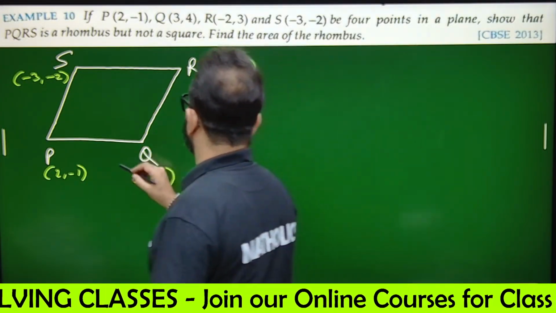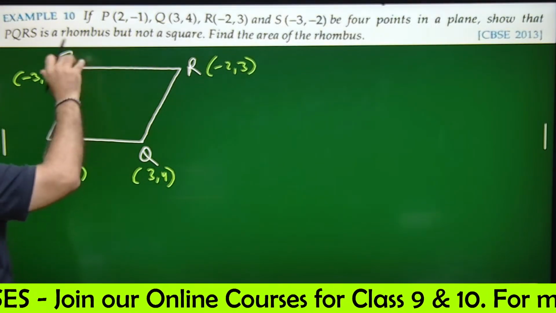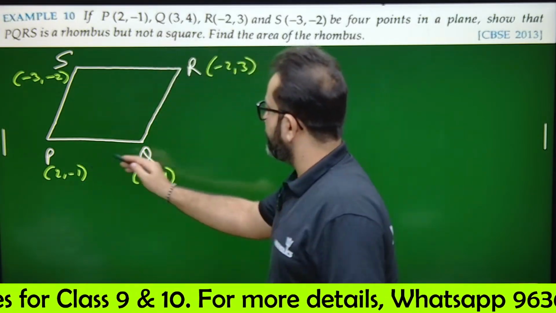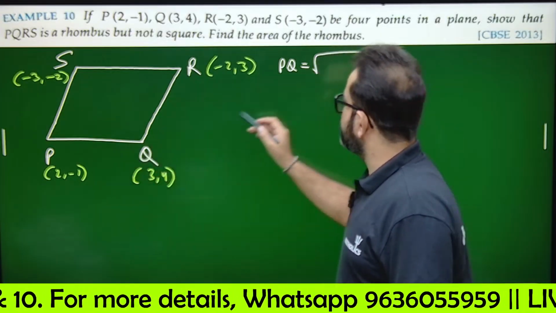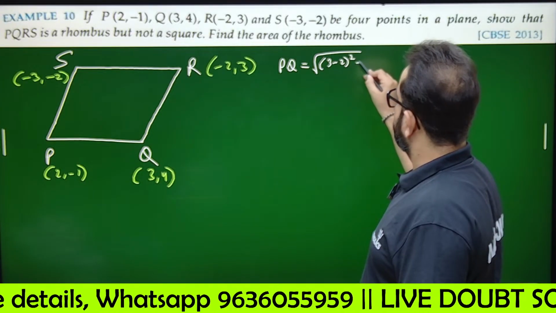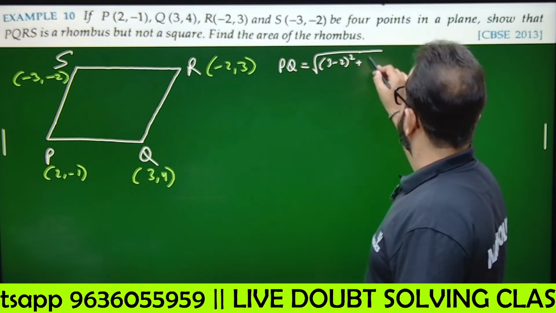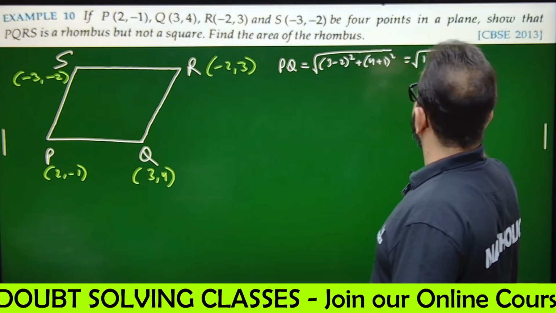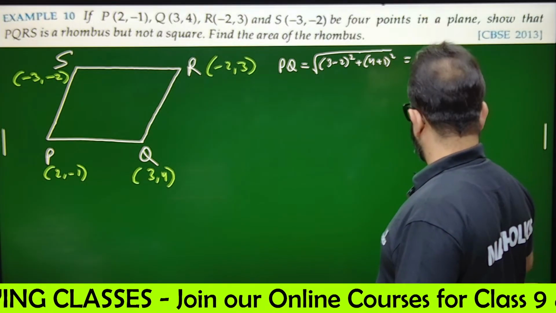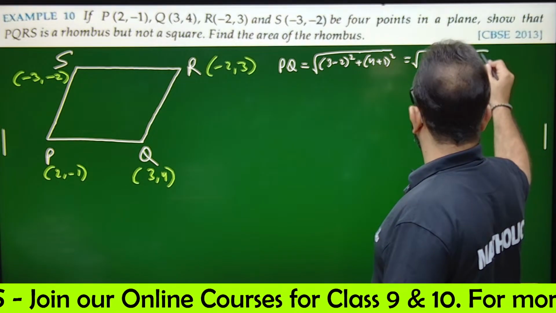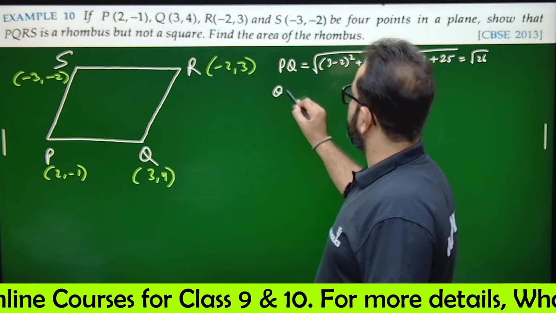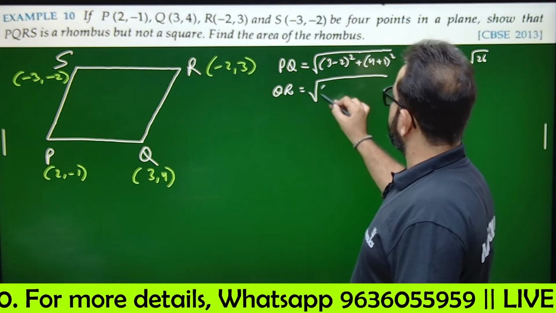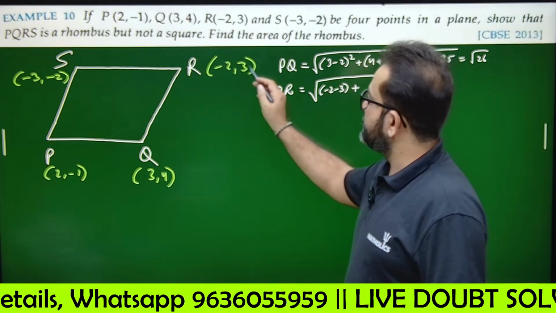So you have to find PQ, then QR, then RS, then PS. One by one we'll find. PQ equals under root of (3 minus 2) whole square plus (4 minus minus 1), that means 4 plus 1, whole square. So it is under root of 3 minus 2 is 1, 1 square is 1, 4 plus 1 is 5, 25. So it is under root of 26. Similarly, find out QR. How to find QR? Tell me. QR will be under root of (minus 2 minus 3) plus (3 minus 4).